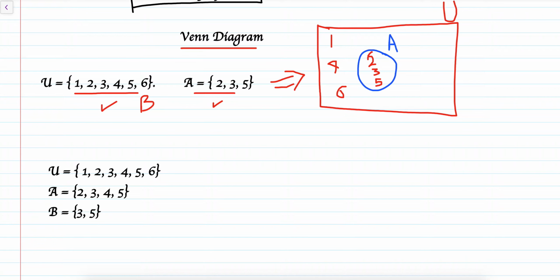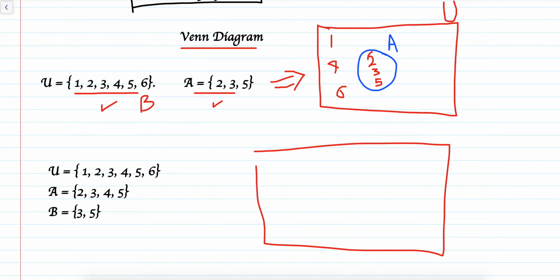First of all we would draw a rectangle. So this is our universal set, and then we have A, this is A, and B is a subset of A. The same way A is a subset of U, so we draw it inside U, B is a subset of A, so we draw B inside A.